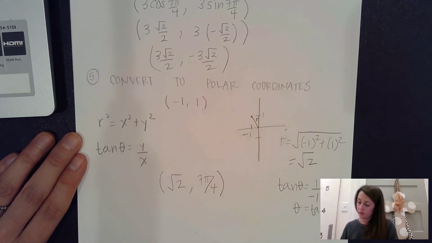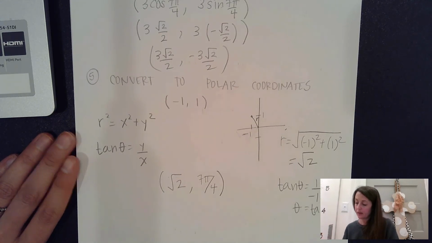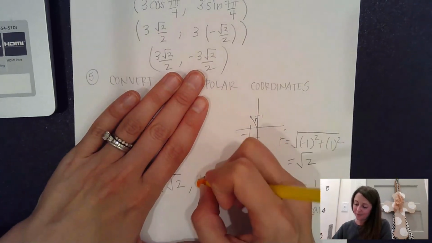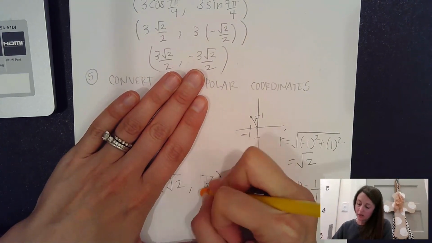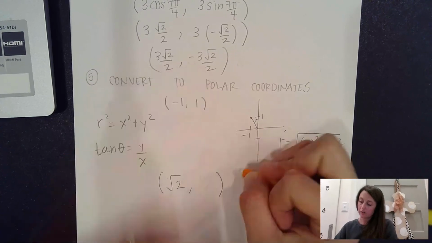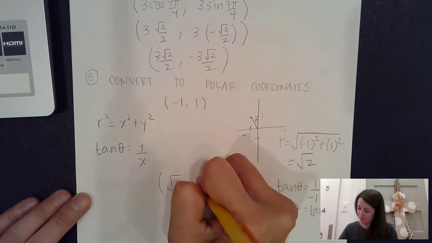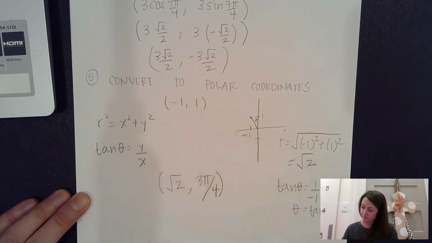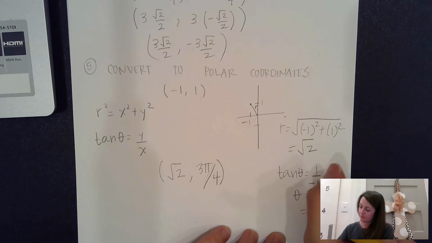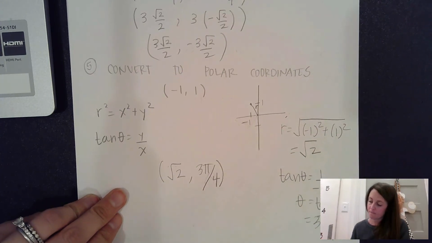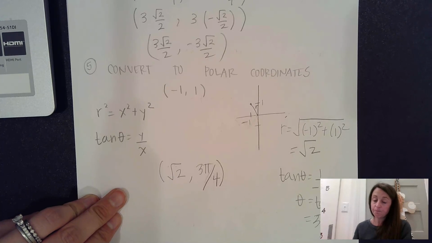And no, it's not. That's not right. It's going to be in the second quadrant, right? So second quadrant is going to be 3 pi over 4. There we go. Good deal.